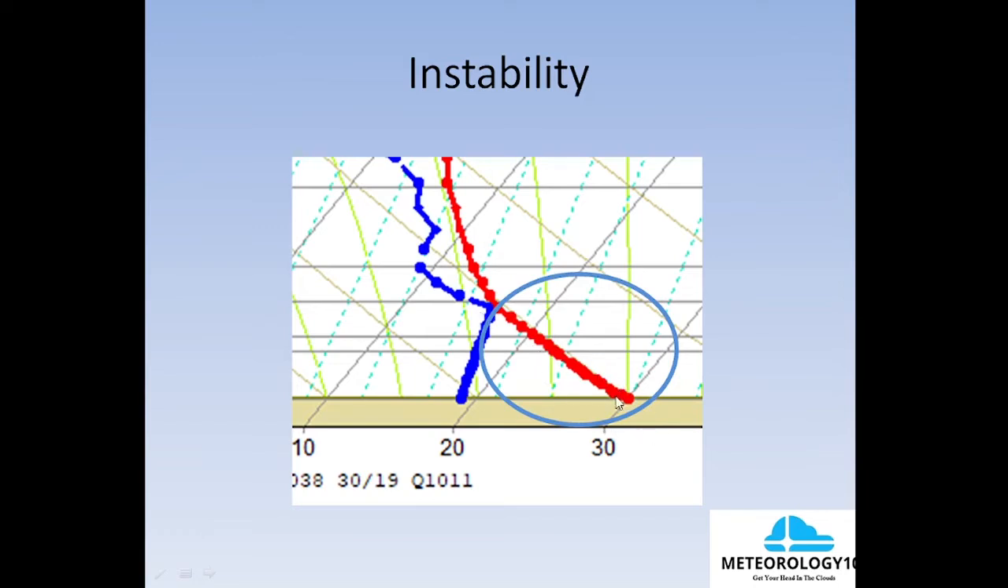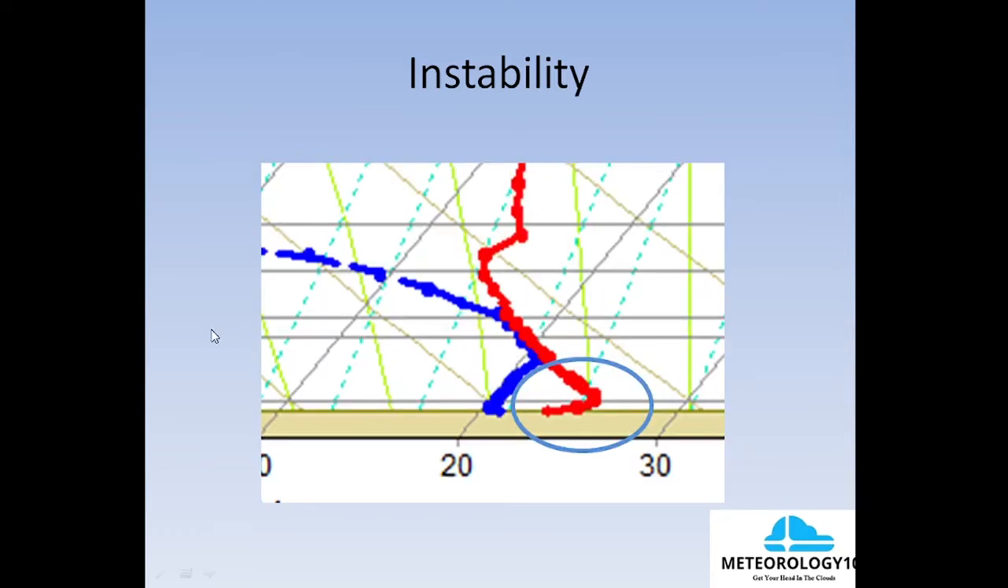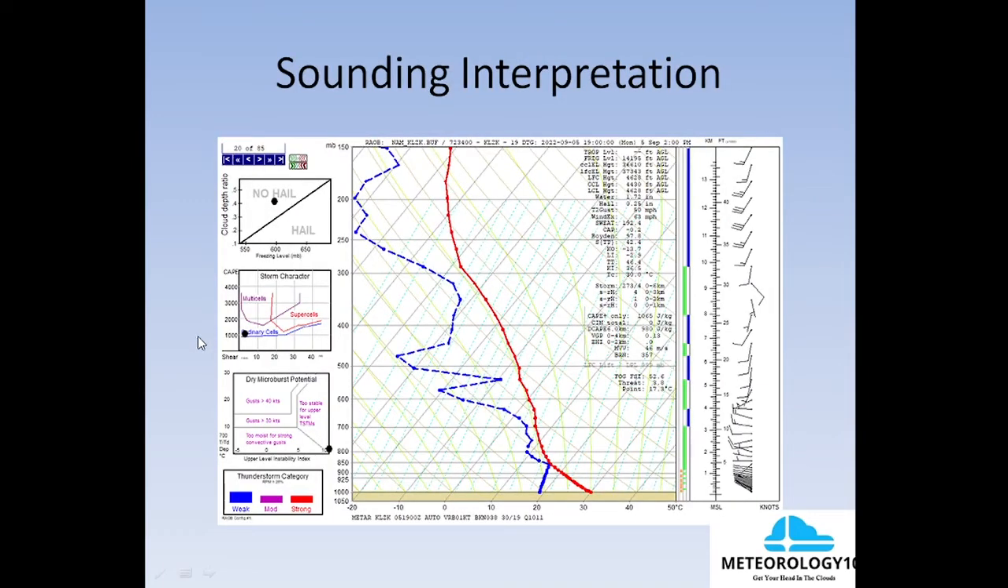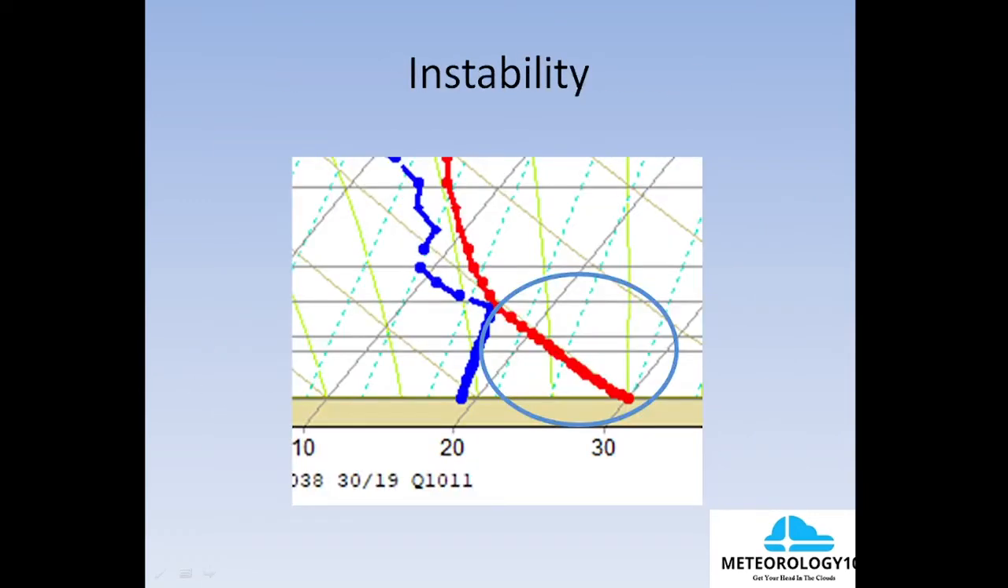If it's that steep like this one where it's crossing both of these lines, then it's considered an absolute unstable environment. If it falls between the two, then it's conditionally unstable. So if this was slightly a little bit steeper, let me see if I have one on the next one. No, that's an inversion. Let me go back. So if it's between the two, then it is conditionally unstable, and if it leans to the right of the adiabats, the layer is stable.